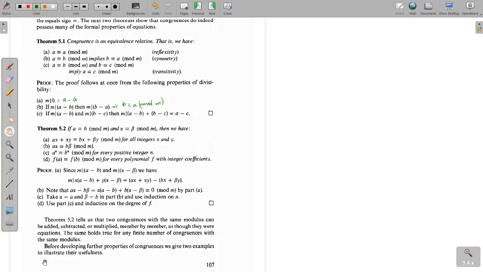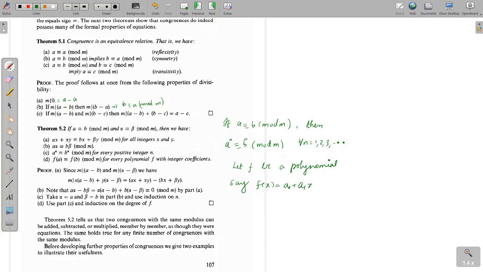Now we have to prove the D part. This is the last one, and that is very important. For that we know that a raised to n is congruent to b raised to n mod M for all n equal to 1, 2, 3, etc., with the assumption that a is congruent to b with the modulus M. Now consider a polynomial. Let f be a polynomial, say f of x equal to a0 plus a1x plus etc. plus an x raised to n. Of course these a's are integers. We are considering polynomials with integer coefficients for the time being, or at least for this chapter.